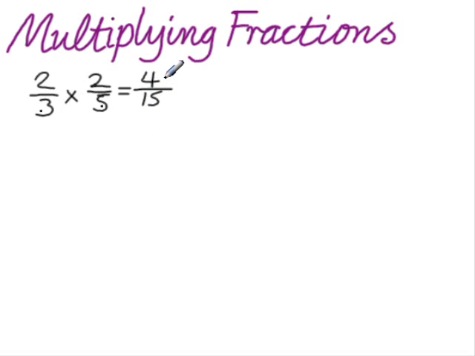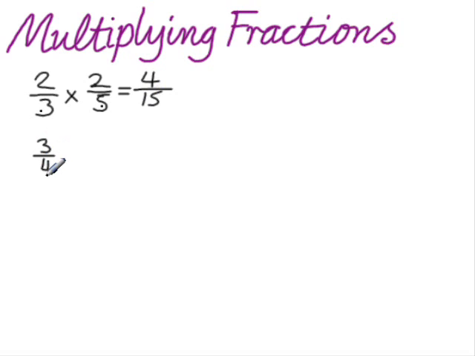Can this be reduced? Can it be simplified? No, that is our final answer. So 2/3 times 2/5 gives us 4/15. We simply multiply the numerators and multiply the denominators. Very simple, very easy. Let's take another example.